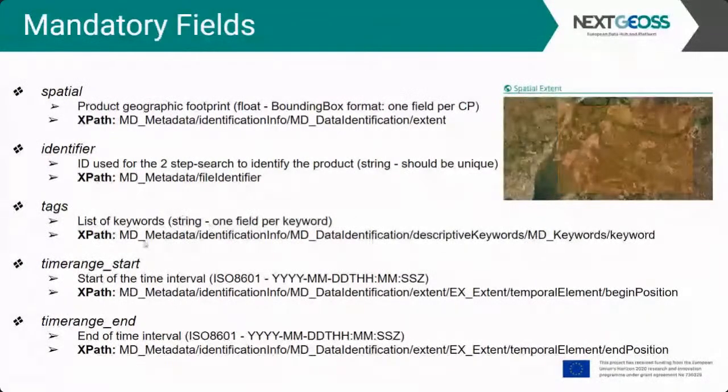Then you have the time range start, which is the start of the time interval of your data product, and that follows an ISO format also, and this is described here. And the time range end, which follows the same ISO format, and that reflects the end of the time interval of your data product. Okay.